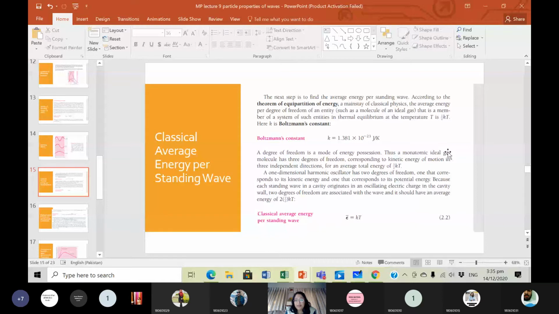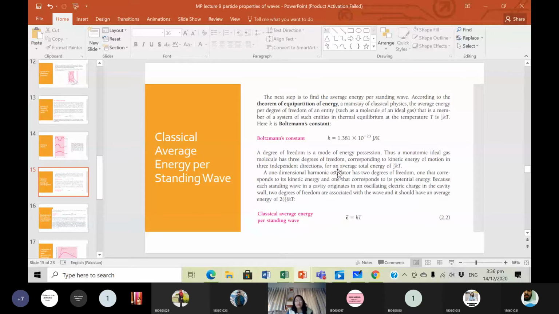Because that corresponds to kinetic energy of motion in 3 independent directions, because the motion of the molecule can be in 3 independent directions. What do we mean by a degree of freedom? It means the number of independent variables that are there in that system. So what I mean by degree of freedom here is that it corresponds to the kinetic energy. For a monatomic ideal gas we have 3 degrees of freedom. Why? Because that corresponds to the kinetic energy of motion in 3 independent directions.